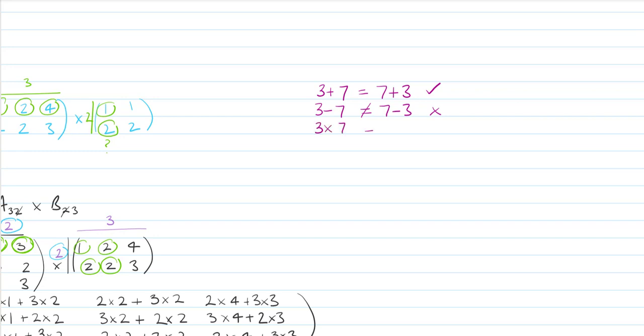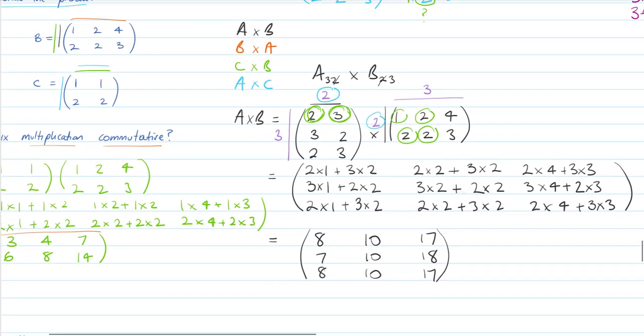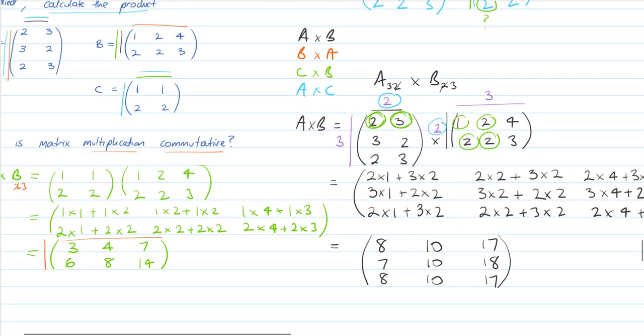3 times 7 does equal 7 times 3, and this has to be true of all numbers, but we know it is. So multiplication is commutative. 3 divided by 7 does not equal 7 divided by 3. So division is not commutative in the real numbers and arithmetic we're used to. But in terms of matrix multiplication, is that commutative?